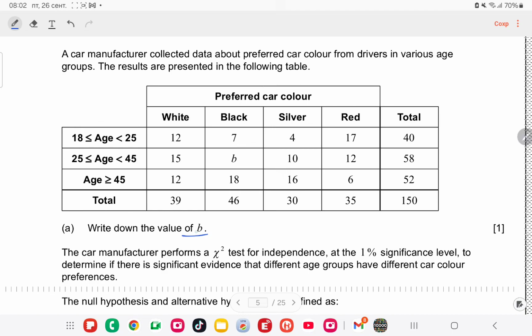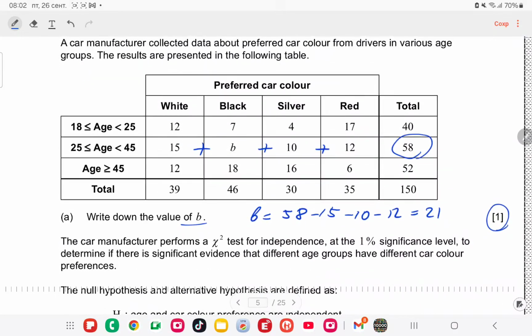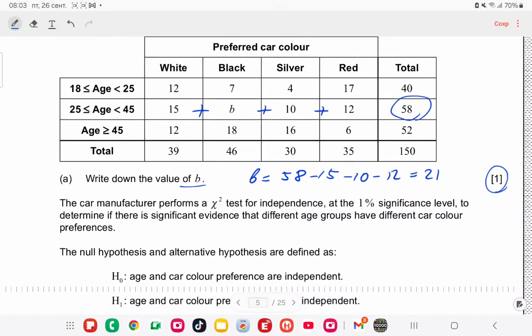So you see that in the second row we have total 58, and we know that the 58 could be obtained by adding all these values together, 15 plus B plus 10 plus 12, and then that's how we will get that B is equal to 58 minus 15 minus 10 minus 12. So that's how we'll get 21. You see it is 1 mark, and by the way it is 5 marks total. It means that we should spend about 5 minutes or less. Okay, next part.